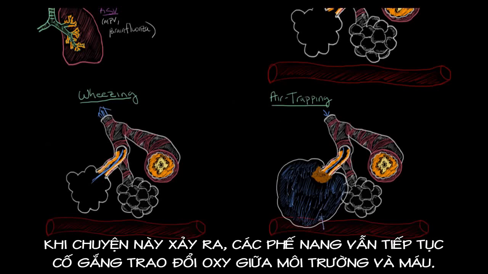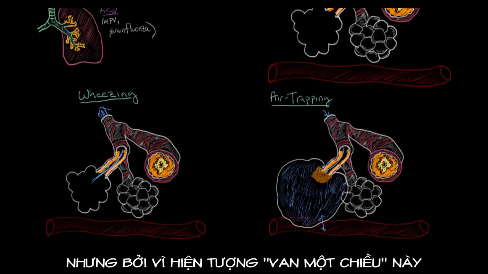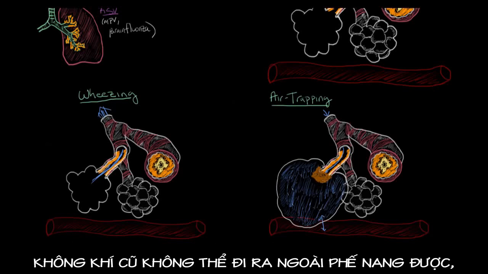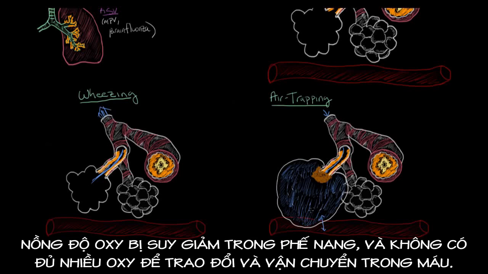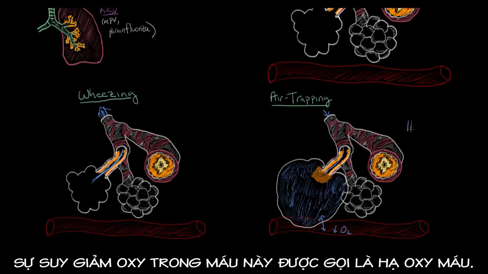And as this happens, the alveoli is still trying to exchange oxygen between the environment and the blood. But because of this one-way phenomenon, the old air isn't able to get out of the alveoli, and you get this mixing effect. And so you have a decreased oxygen concentration in the alveoli, and so not as much oxygen is able to be exchanged and transported into the blood. And this decrease in oxygen in the blood is known as hypoxemia.